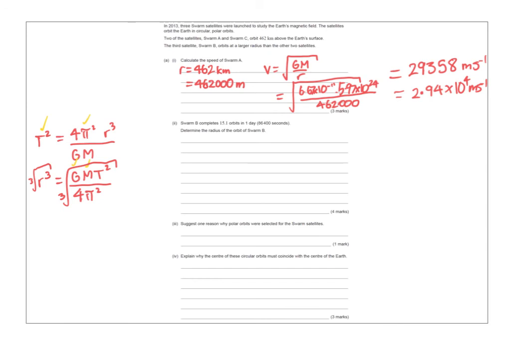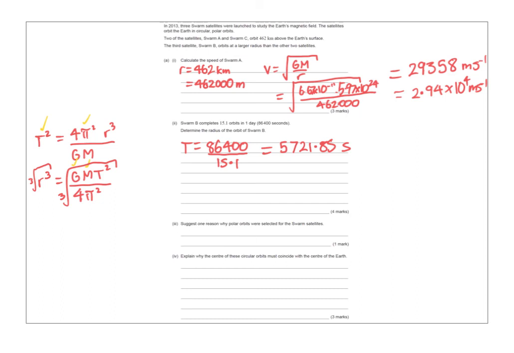So to do that, I need to work out the period. We know that it does 15.1 orbits in a day, so the period is going to be equal to 86,400, that's how many seconds in a day, divided by 15.1, which equals 5,721.85 seconds. I won't worry about rounding off yet. That's not my final answer.